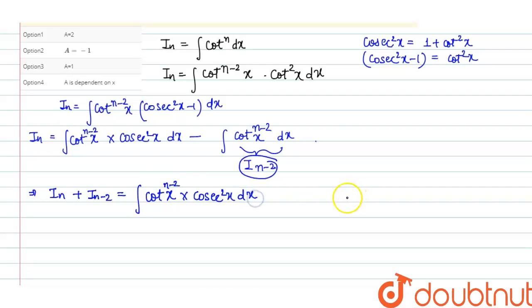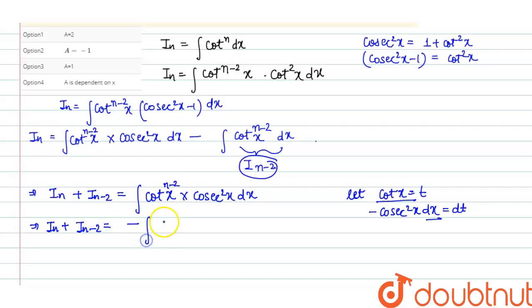Now, to solve this, let cot x equal t. On differentiating cot x, I get minus cosec square x dx equals dt. Now we put the value of dx: dx equals dt upon minus cosec square x. The cosec square cancels out and the minus sign remains. So I can write I_n plus I_n minus 2 equals minus the integral of t to the power n minus 2 dt.